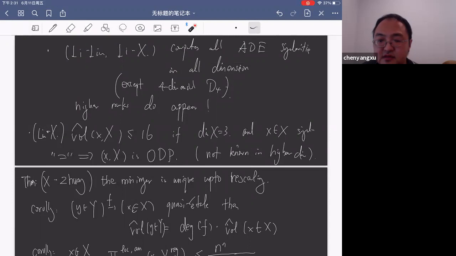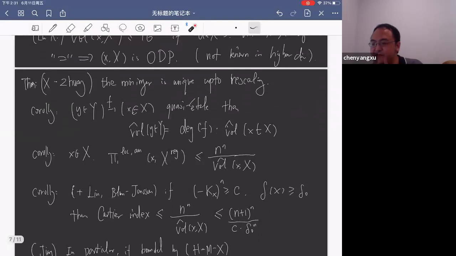Okay. Now, as I said, I only want to concentrate on one part of the picture, which is the part that Zhuang and I proved: that the minimizer is unique. So first let me talk about some consequences of this.